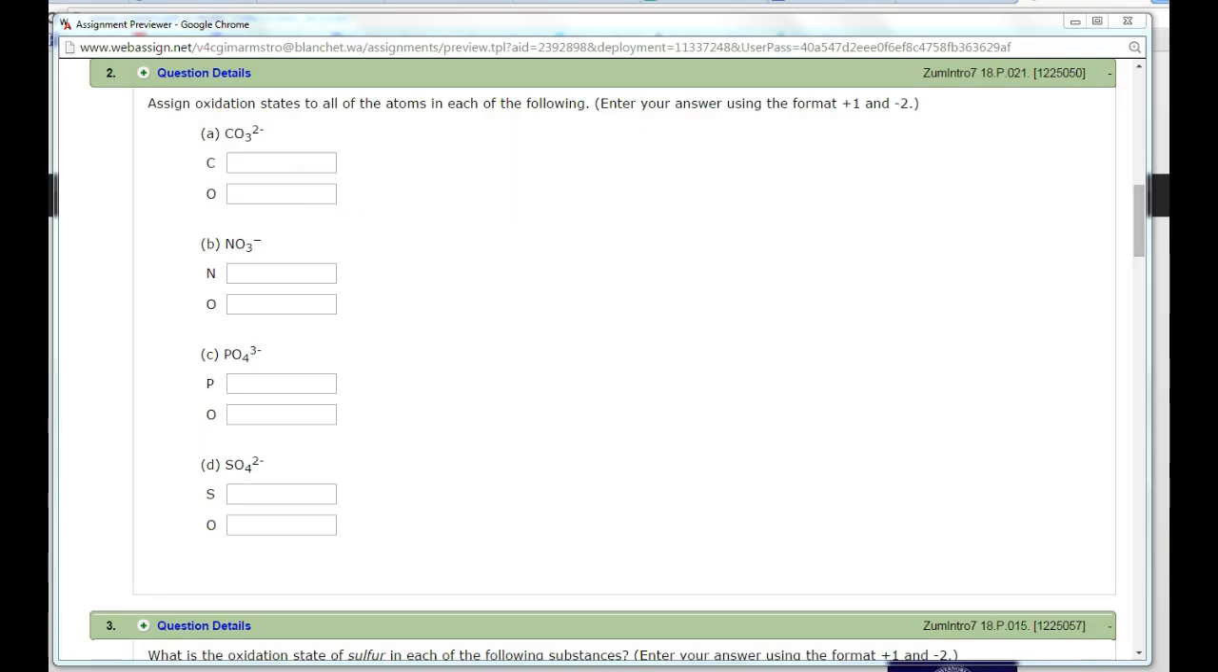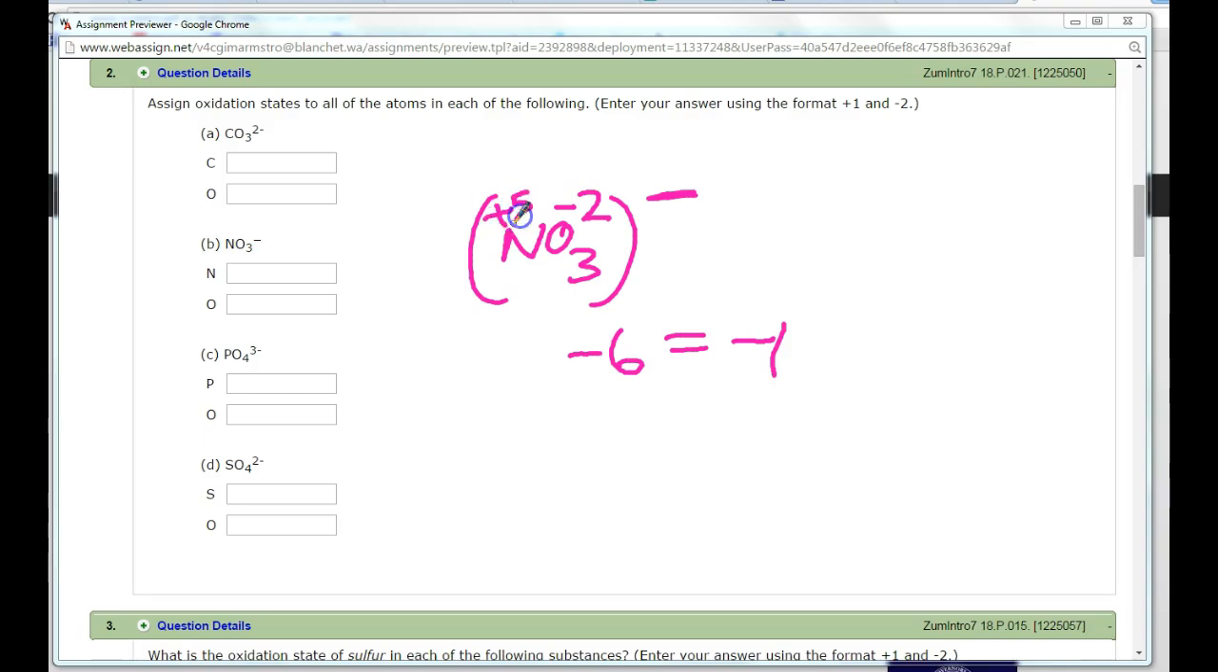Next one, NO3 minus. And again, if you need to put parentheses around it, that's fine. 1 minus. Oxygen is almost always a minus 2, so that's a total of minus 6. We have to add this up to a minus 1. This must be a plus 5. That's 5, and a minus 6 would add up to a minus 1. So a plus 5 and a minus 2.